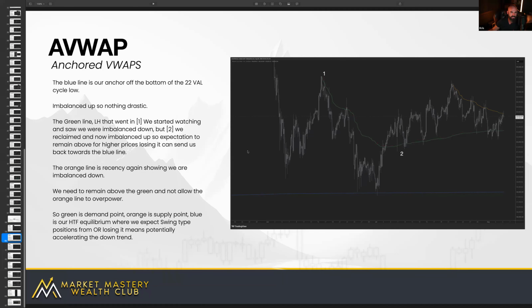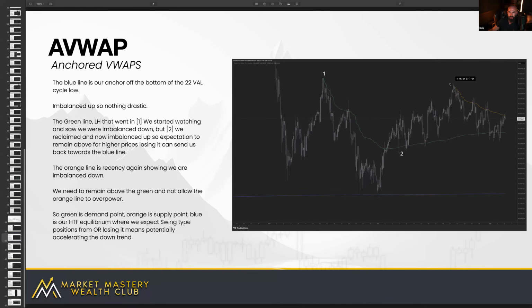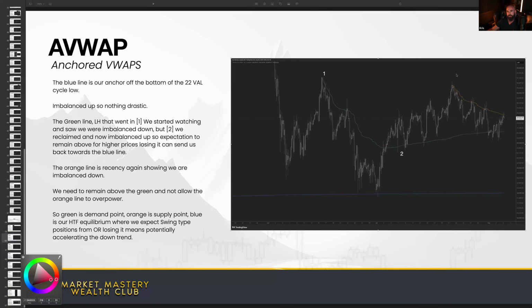And then the orange line is recency again. So I've just gone off the latest high up here. So we've got this latest high, and we're rejecting it each time. So we are imbalanced down off that point. Okay. So green is the demand point and orange is the supply point. And blue is our high time frame equilibrium, where we expect swing type positions from, or losing it means potentially accelerating to the downside. So swing type position, losing it, acceleration to the downside.